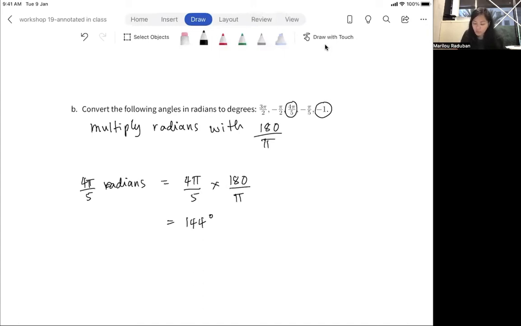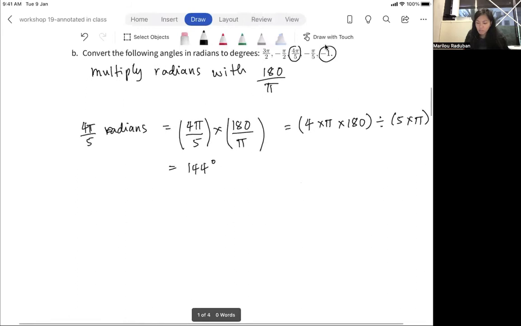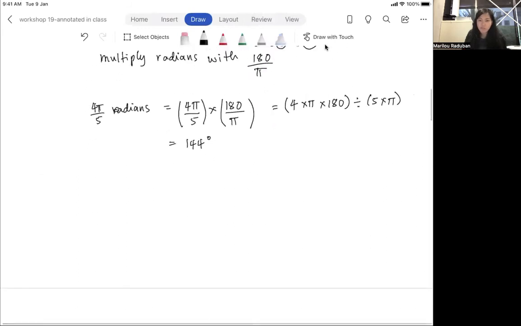If you're not getting 144 degrees, try to put brackets here. Or what you can also do when you enter the numbers in your calculator, you can do 4 times pi times 180, put a bracket there, divided by 5 times pi. And I think for any kind of calculator, this format of entering the numbers should give you the correct answer.